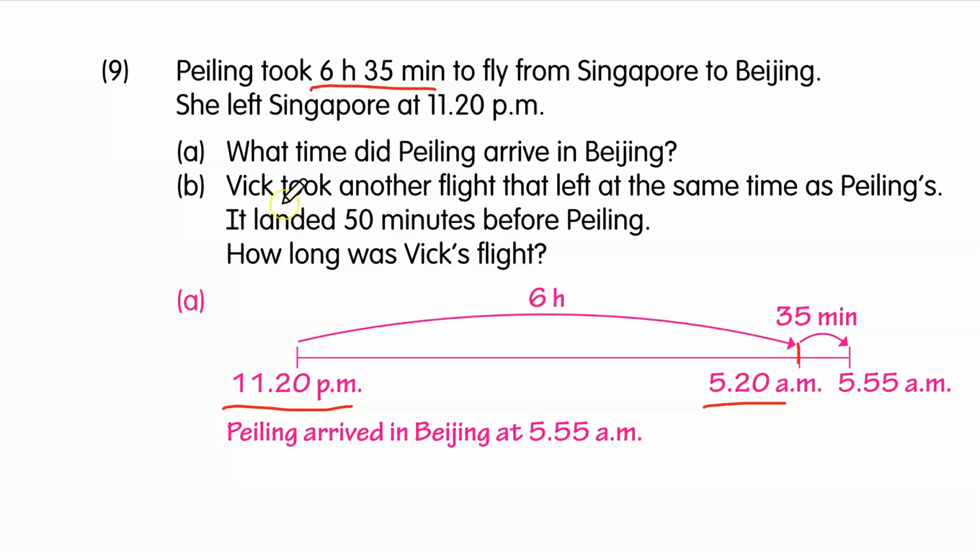Question B. Vic took another flight and left at the same time as Pei Ling. He left at 11:20 p.m. at night. Okay? It landed 50 minutes before Pei Ling. Pei Ling landed at 5:55 a.m. So 50 minutes before, what would it be?